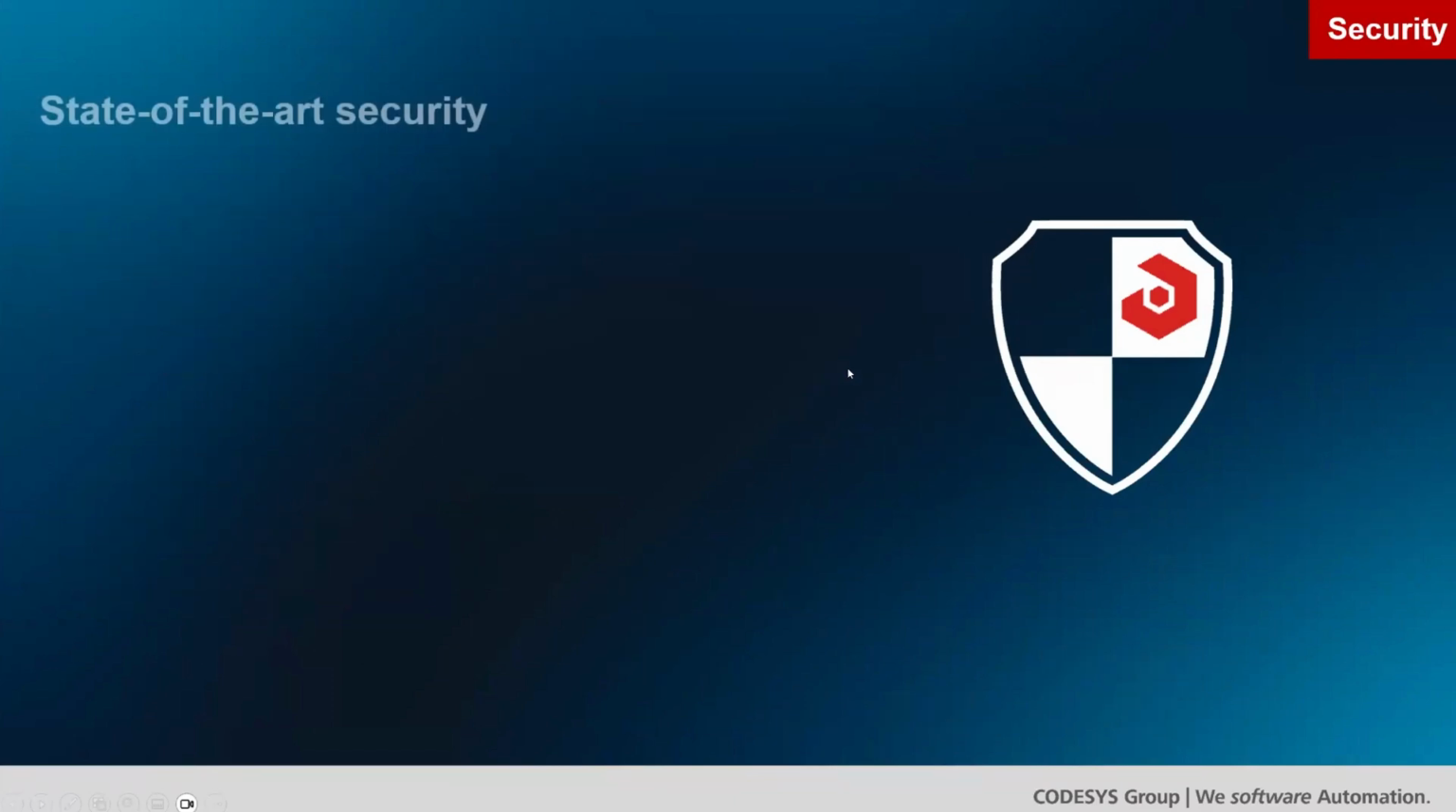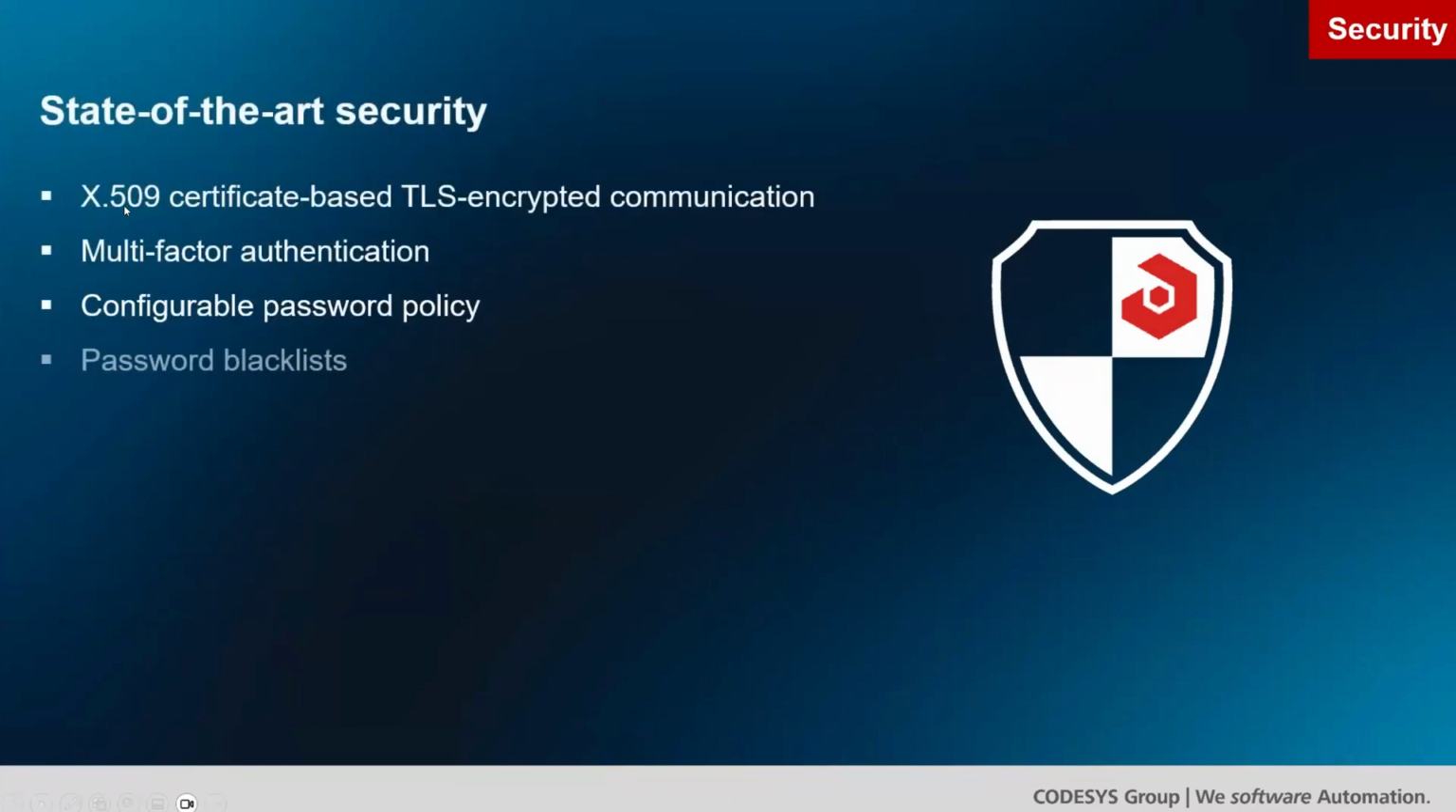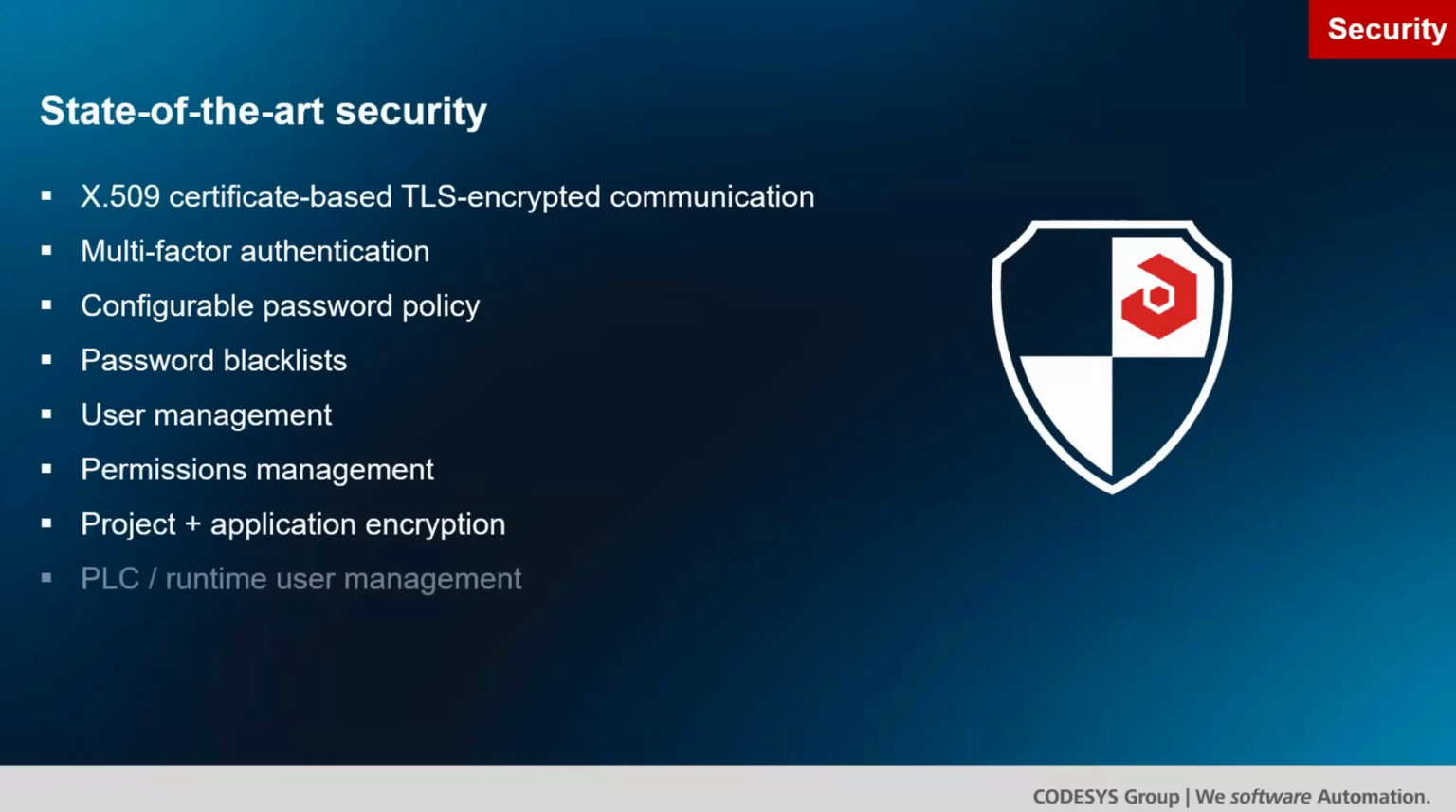So, for example, we use X509 certificate-based TLS encryption communication. This is the same technology that we use for online banking. So it's as hardened against hacker attacks as the access to your personal bank account. Then you can have things like multi-factor authentication, configurable password policy, password blacklist, user management, and so on.